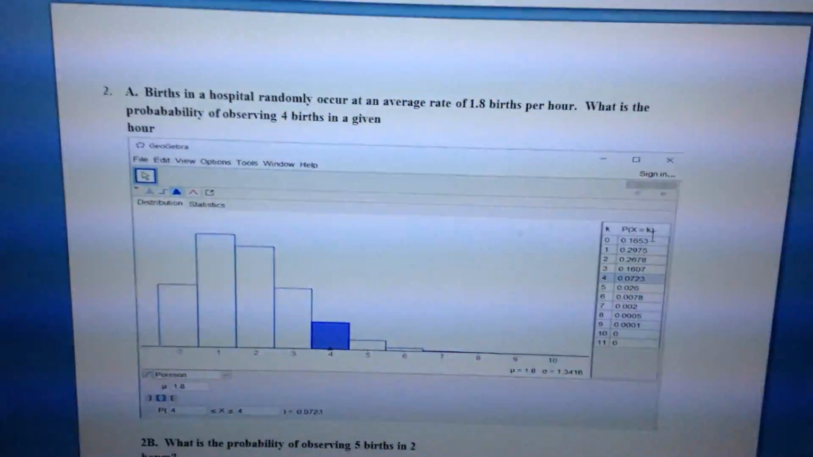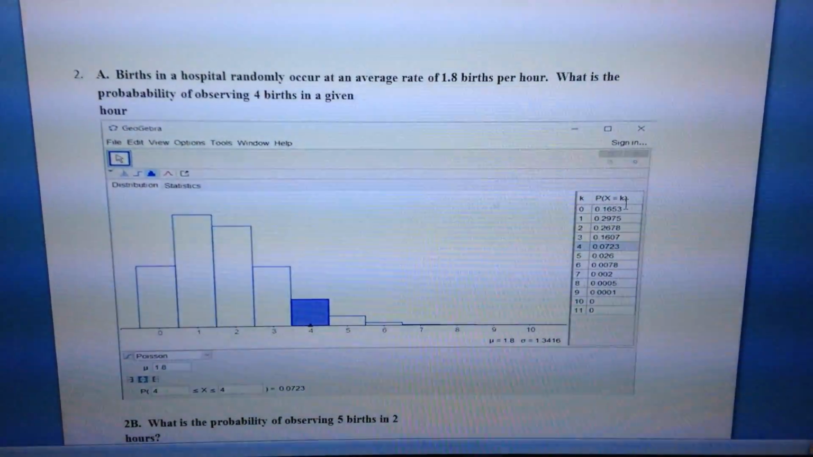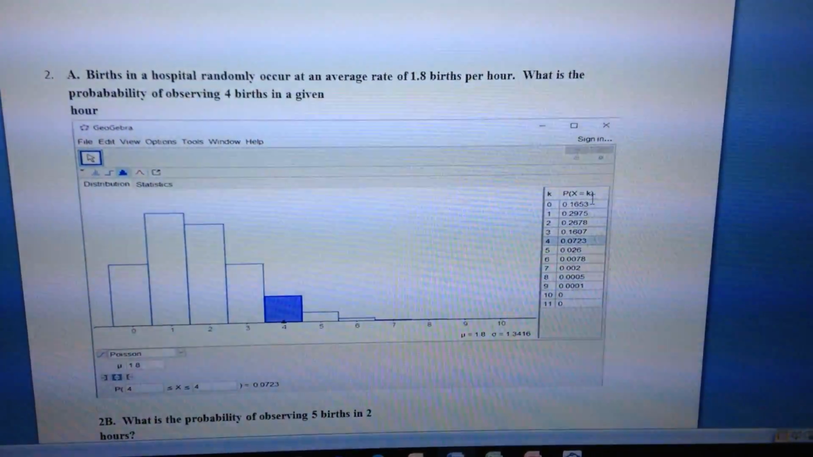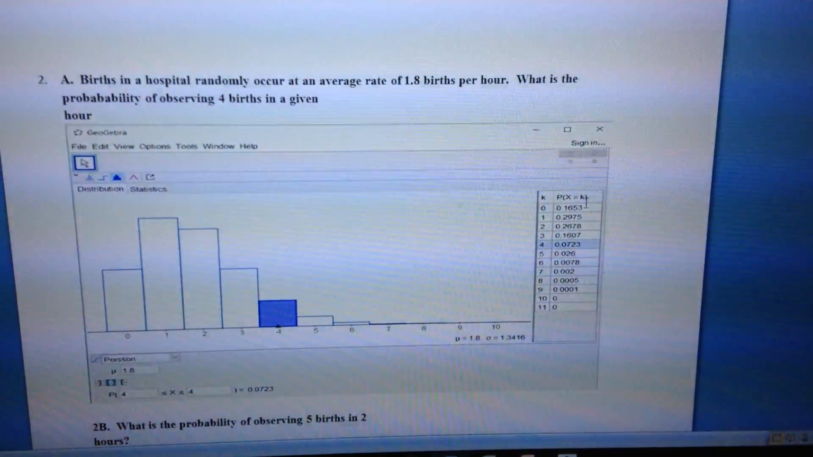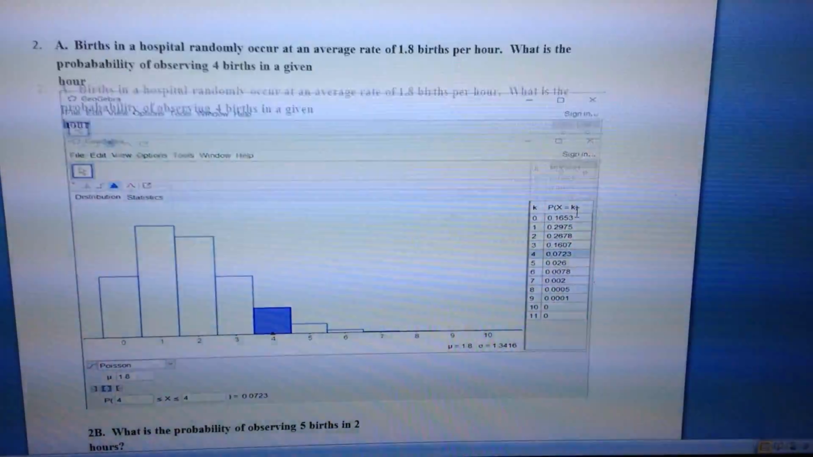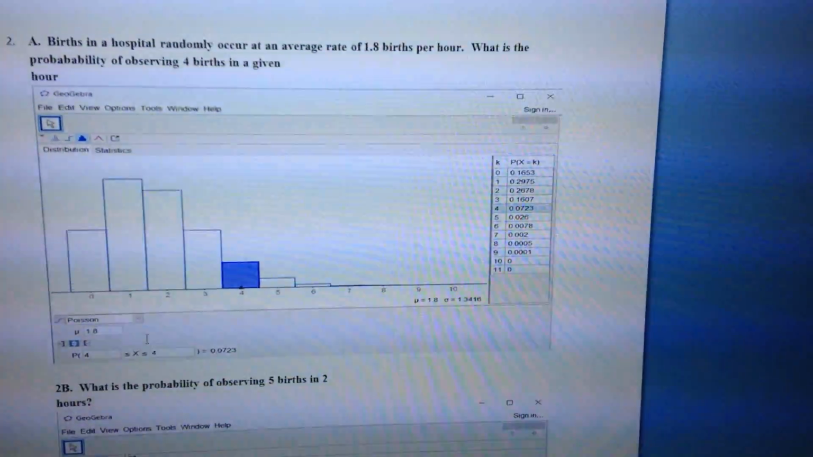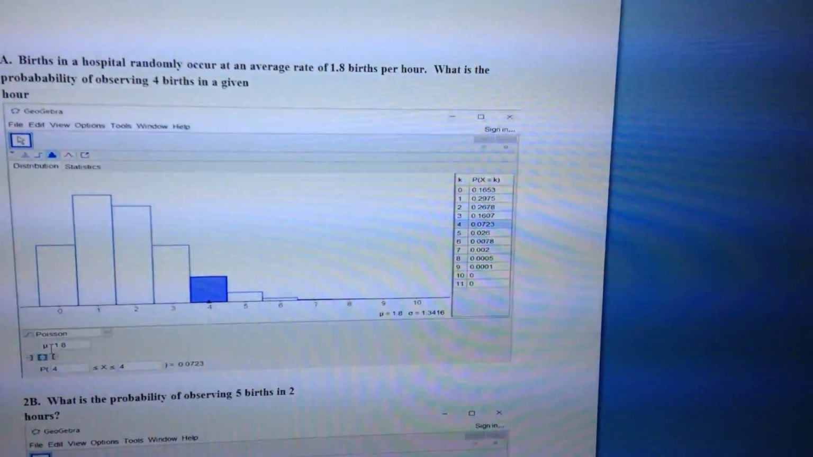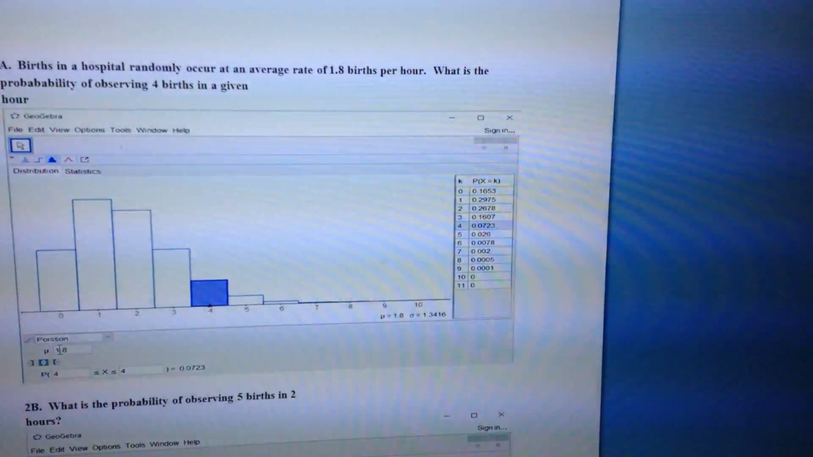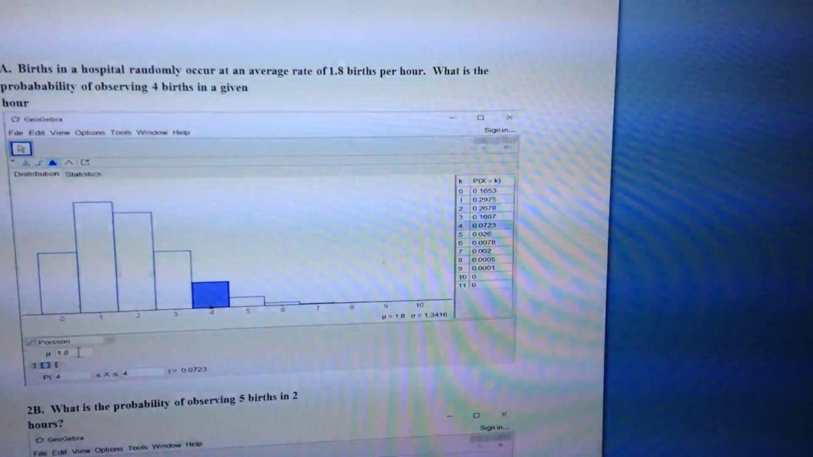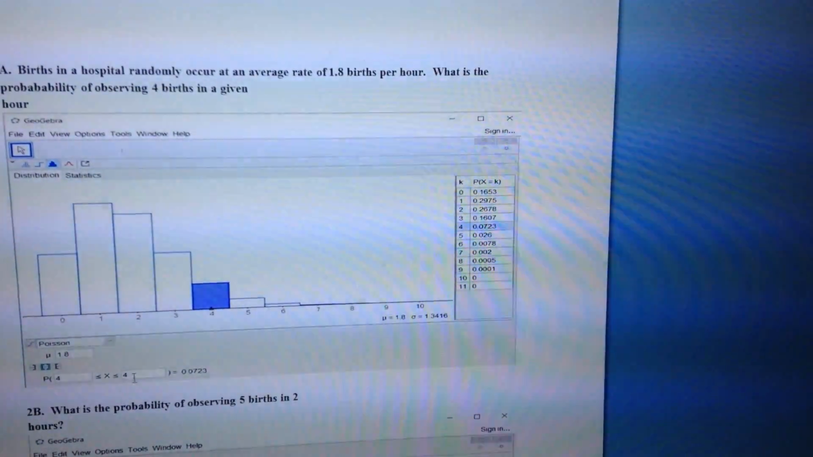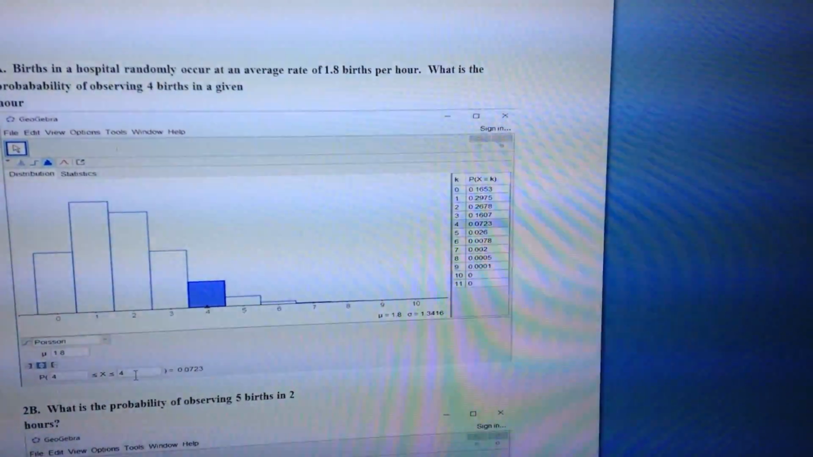Question 2. This just says, births at a hospital randomly occur at an average rate of 1.8 births per hour. What is the probability of observing 4 births in a given hour? This one is a Poisson distribution. We have an average rate there of 1.8. We want the probability of getting 4 births.